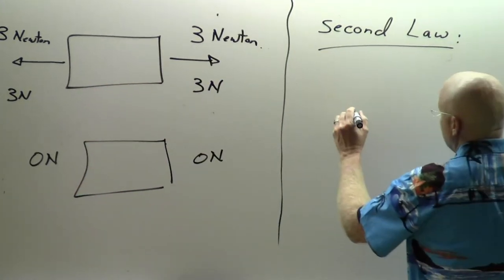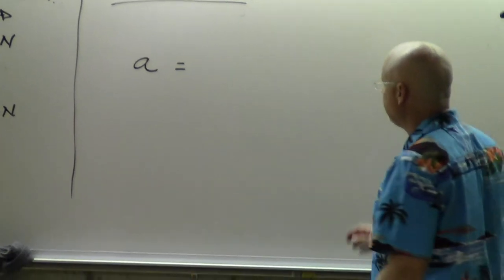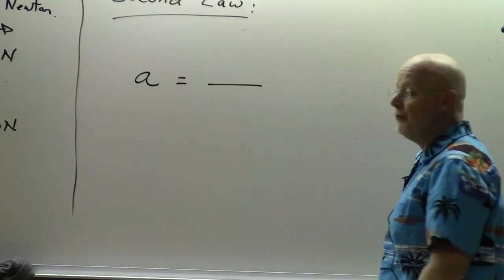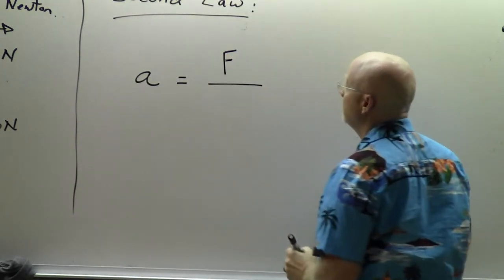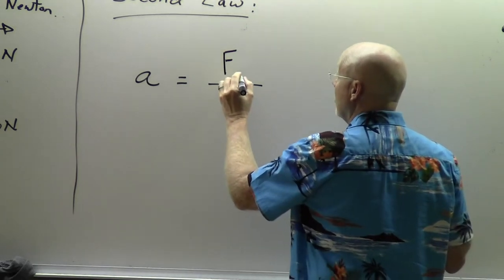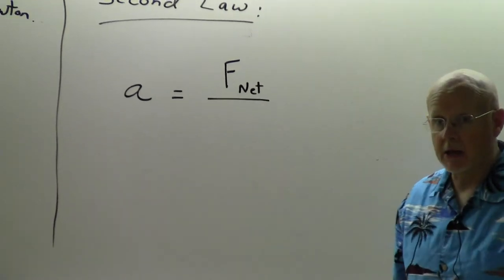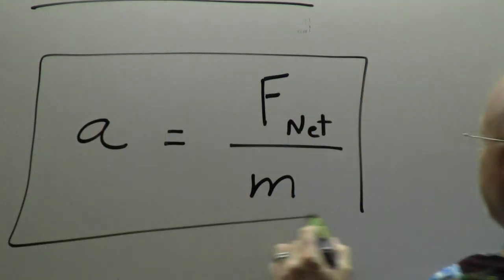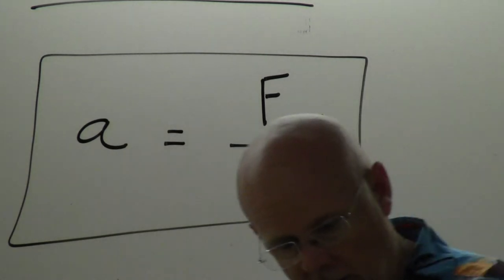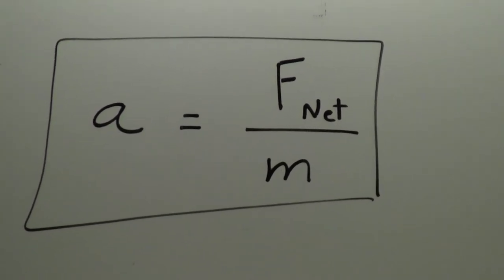So the second law says the acceleration is, and there's two factors. The first one is the force, and it's really what we're going to call the net force. Let me try to make that clear. But for right now, let me just say the force. Then divided by its mass. And so you'll see after tomorrow's lecture, and you have to do the homework over the weekend, that you'll be asked to do this equation a lot.